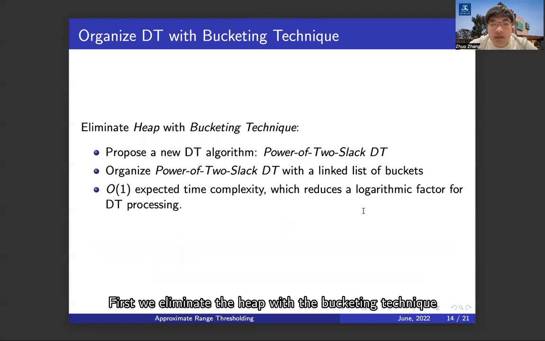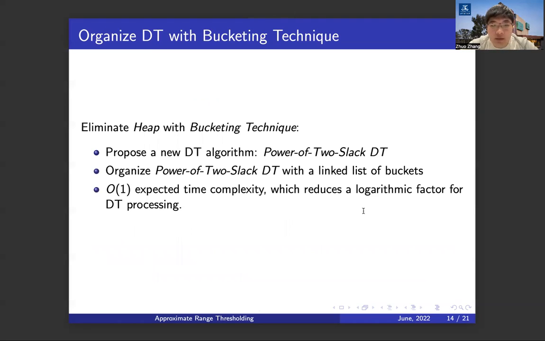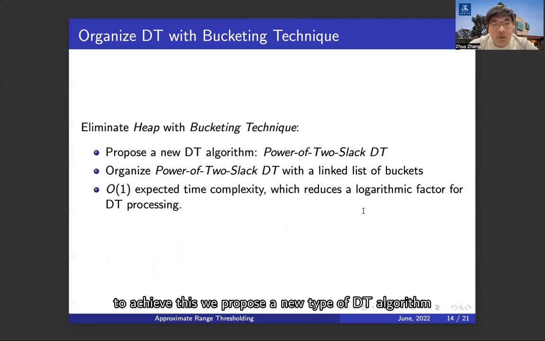First, we eliminate the heap with the bucketing technique. To achieve this, we propose a new type of DT algorithm, which is called power of 2 slash DT. And with the new type of DT, we can organize it with a linked list of buckets instead of using the heap structure. So each of the previous heap operations can be done in constant expected time. So we can reduce the logarithmic factor for the DT processing part.